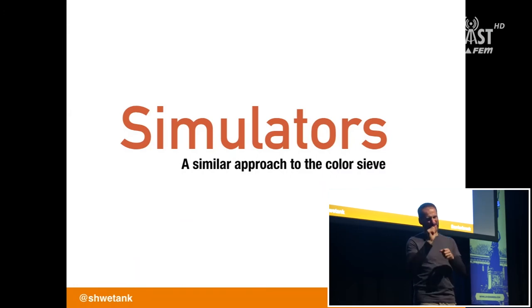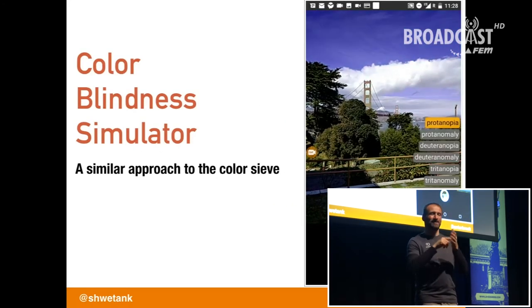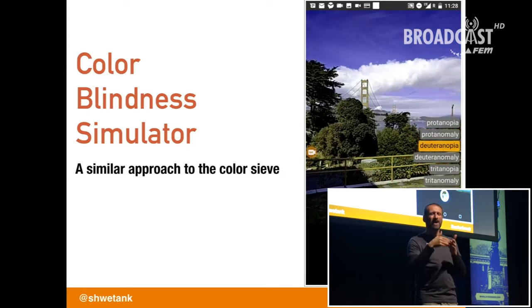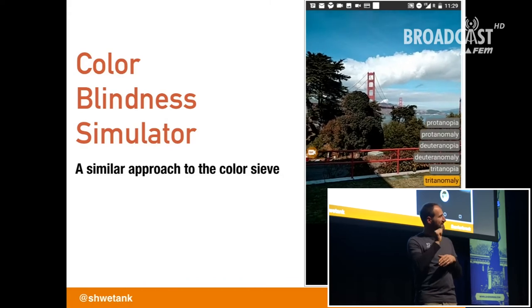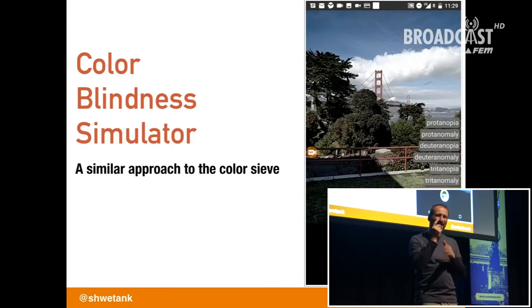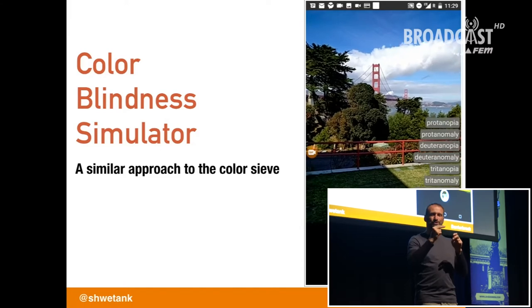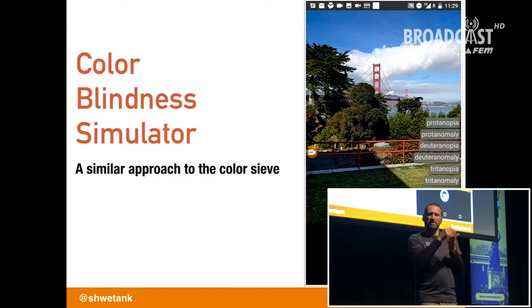The next class of applications that I wanted to build were simulators, and I used a similar approach to the color sieve, in which I used the WebRTC output, and then on top of it, there's some kind of filter. For example, I have this color blindness simulator app where you can select different color blindness conditions, and you can see in real time how a person with that particular condition will actually see the world. This is just applying an SVG filter on top of the WebRTC output.